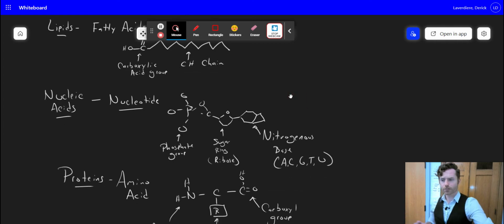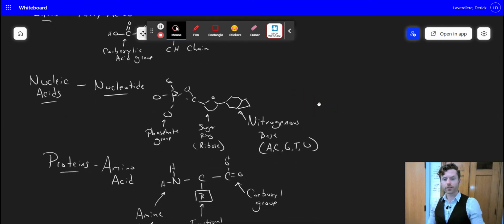Nucleic acids are the next one, and the monomer of nucleic acids are nucleotides. All nucleotides have 3 main components: the phosphate group, which is, not surprisingly, comprised of a phosphorus with some oxygens attached to it. This phosphate group is linked to a sugar ring, and so it's going to be ribose or deoxyribose if we're doing RNA or DNA.